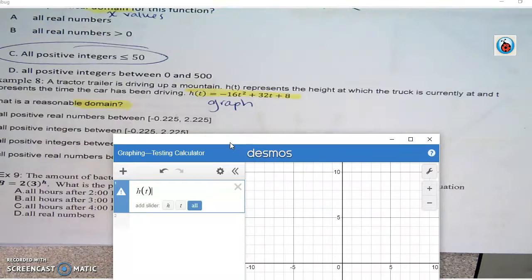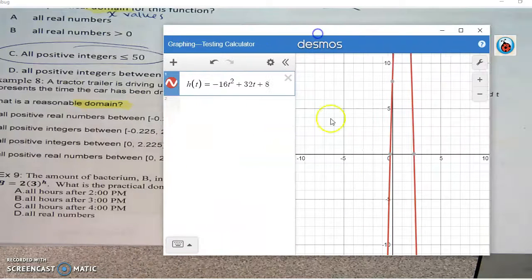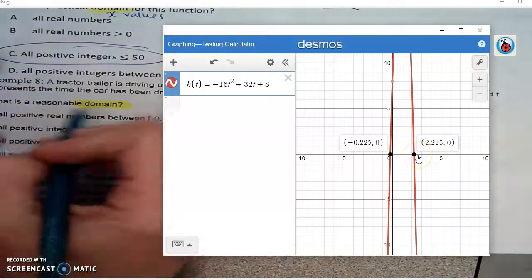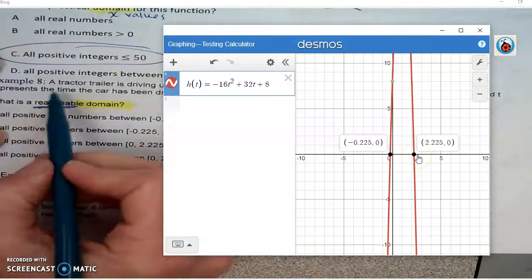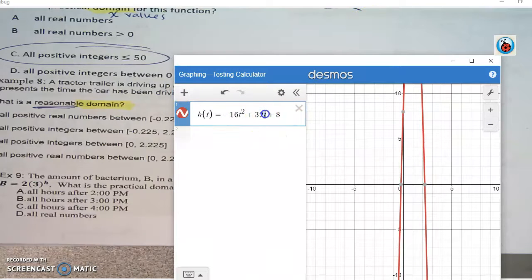H of t equals negative 16t squared plus 32t plus 8. And remember, for domain, we're looking at the x values. So here are your x values. It said, what is a reasonable domain? And it's a tractor trailer driving up a mountain. A tractor trailer cannot have negative time. Your x value is t, and so the x is talking about time. You cannot have a negative time if you're being reasonable.